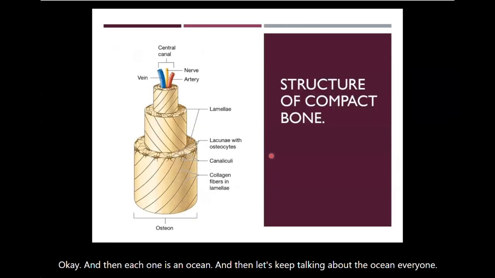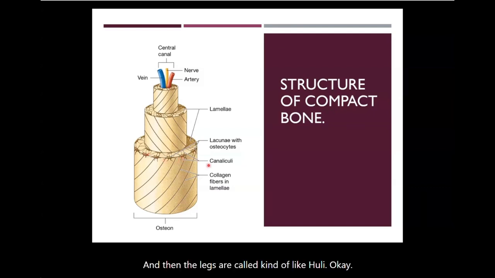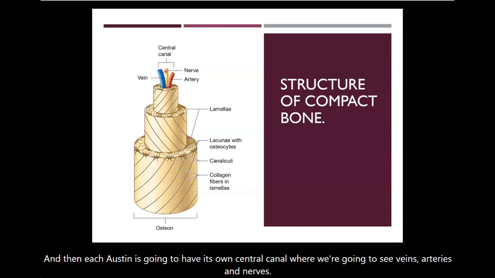And then let's keep talking about the osteon, everyone. So it's made up of collagen fibers. And what are these spiders with the legs here? What are those? Osteocytes. And again, osteocytes are going to be surrounded with lacuna. And the legs are called canaliculi. Okay, what are the osteocyte legs called? Canaliculi, right? And the rings are called lamella. And each osteon is going to have its own central canal where we're going to see veins, arteries, and nerves.